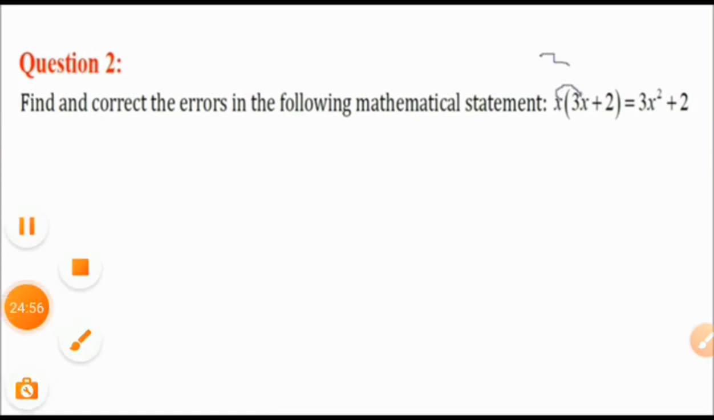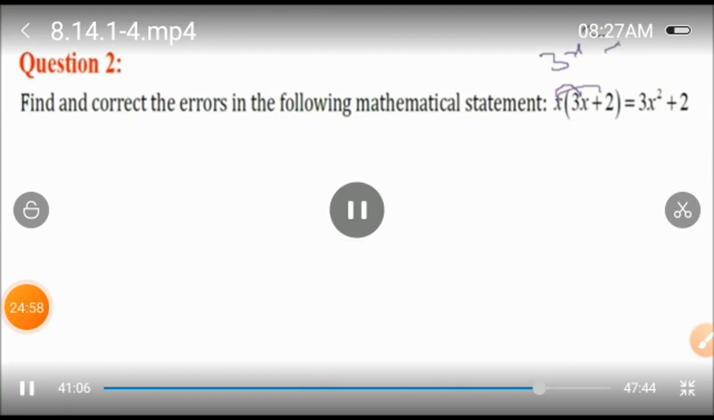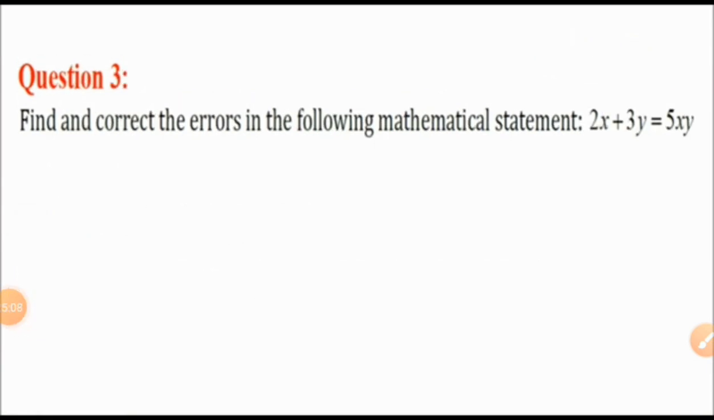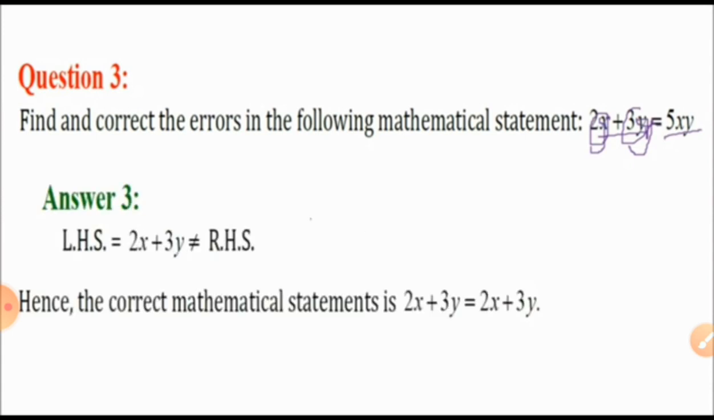Yes. Question number 2. Find the errors in the mathematical statement. Easy? Yes, my dear student, it is easy. So x is multiplied here, it is also an error. Find and correct the errors in the following mathematical statement. 2x plus 3y which gives you 5xy. Sorry student, here both the terms are different. Here is a 2x and here the 3y. So x and y are different. If both places have x or both y, then only is it 5xy.